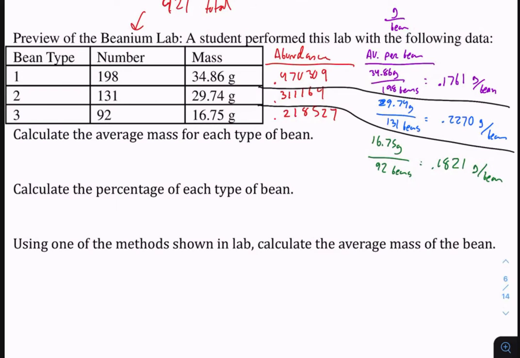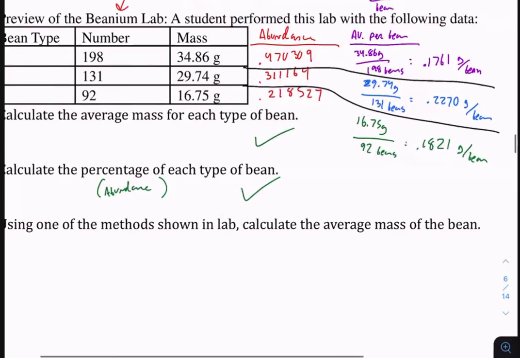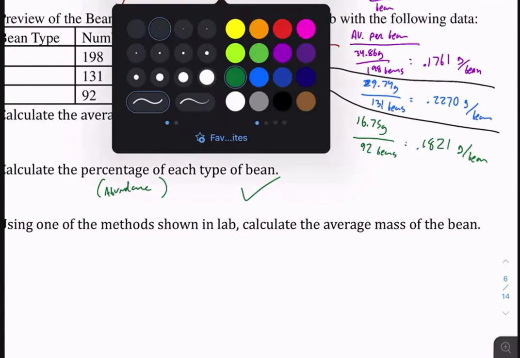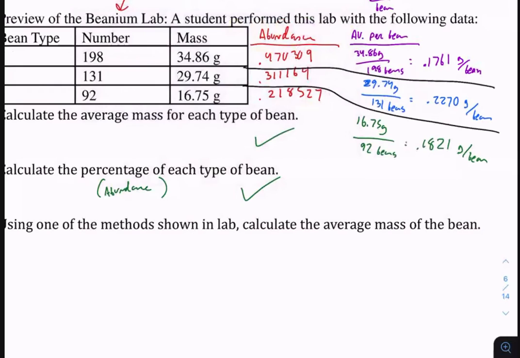So we calculated the average mass per each type of bean. We calculated the percentage, which was the abundance, right? Although I didn't do a percentage, I just left it in decimal form, because I knew decimal form is what I use. So now let's calculate what the average is going to be. So let's go back to color coding. For the first isotope, I'm going to take the abundance of 0.470309 and multiply it by the average of 0.1761.